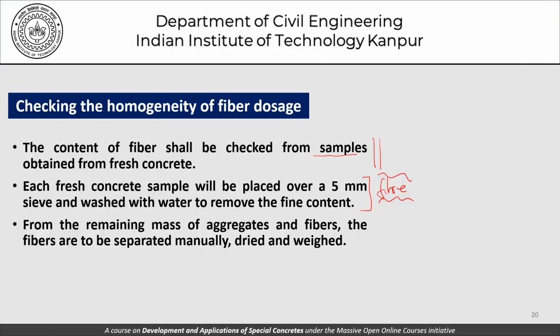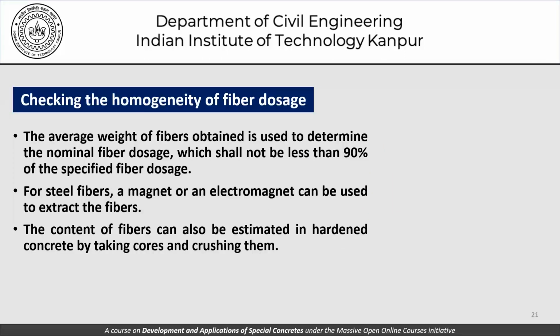So of course, this is only a matter of procedure. What we know is that we have the concrete, wet wash it, and try to determine the amount of fibers. And we'll have data on how uniformly the fibers are actually distributed throughout the concrete. The average weight of fibers obtained is used to determine the nominal fiber dosage, which should be not less than 90% of the specified fiber dosage.